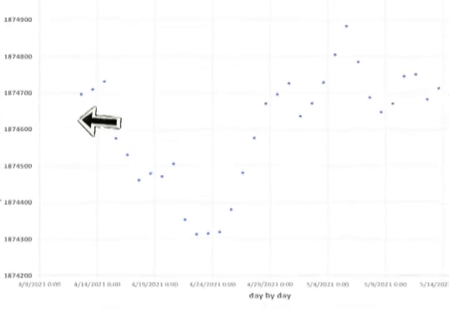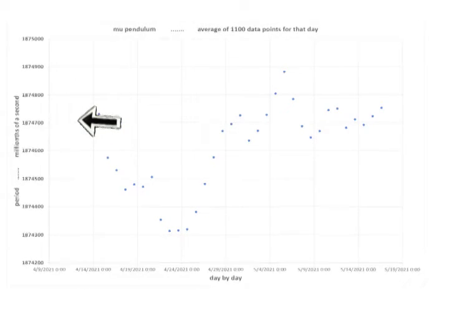Okay, well, let's take a quick look at the whole graph. It's just a name. I call it mu. It's an old school grandfather clock. Goes tick tock, tick tock. The interval for the tick tock is about 1.87 blah blah blah seconds per tick tock. So the harmonic interval is about 1.87 seconds.